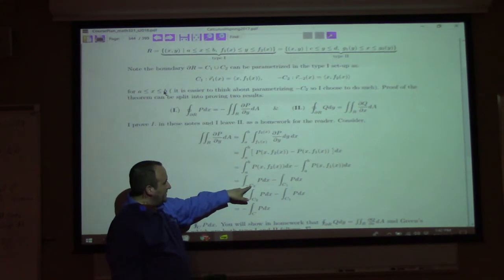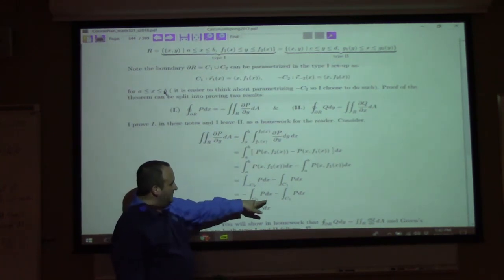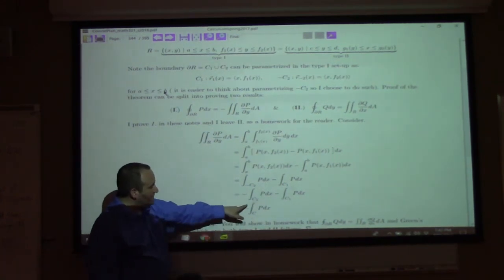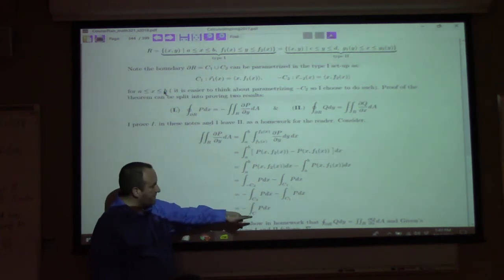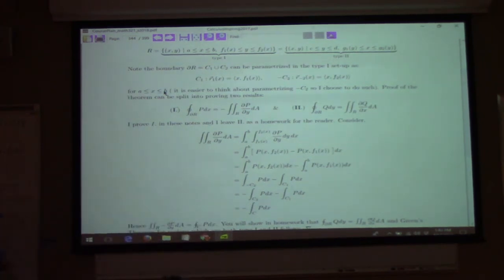But by properties of line integrals, I can pull the minus out like that and like that. And so I get, but C1 union with C2 is the whole curve, and there you go. That's the integral of p dx. That's half of Green's theorem. The other half is very much the same argument.